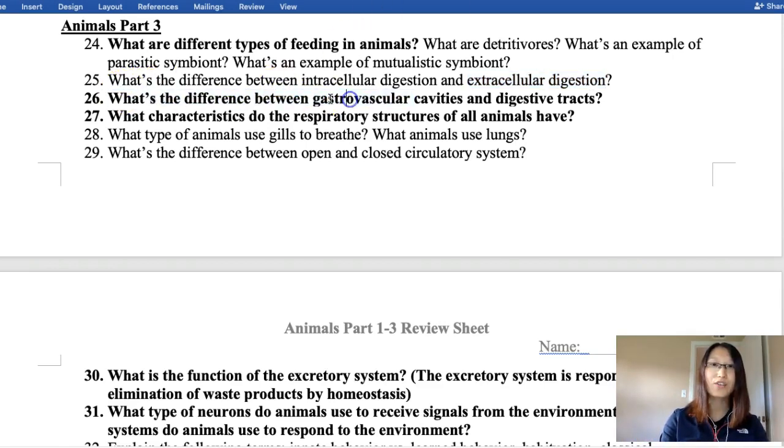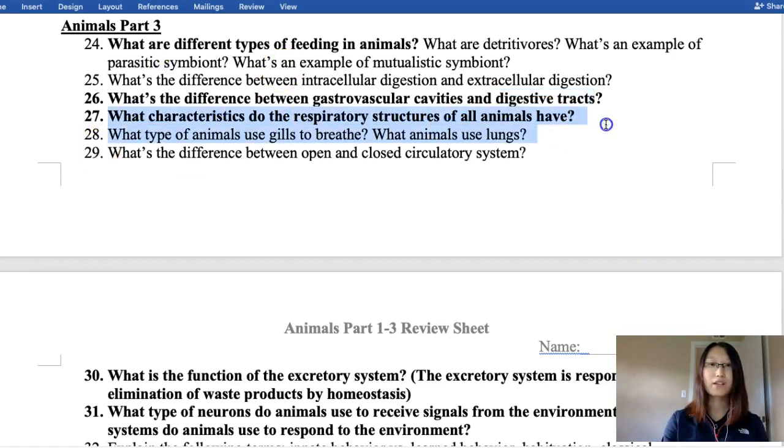What's the difference between gastrovascular cavities and digestive tract? Gastrovascular cavities is when an animal has a point of entry for food and an exit for the waste, but it's the same opening for both the food and the waste. And digestive tract is what we have, where food is coming in one end of the tube, and then the waste is going out the other end.